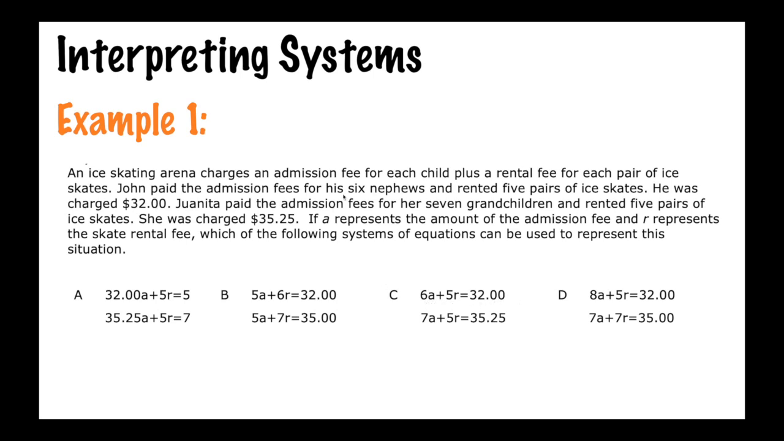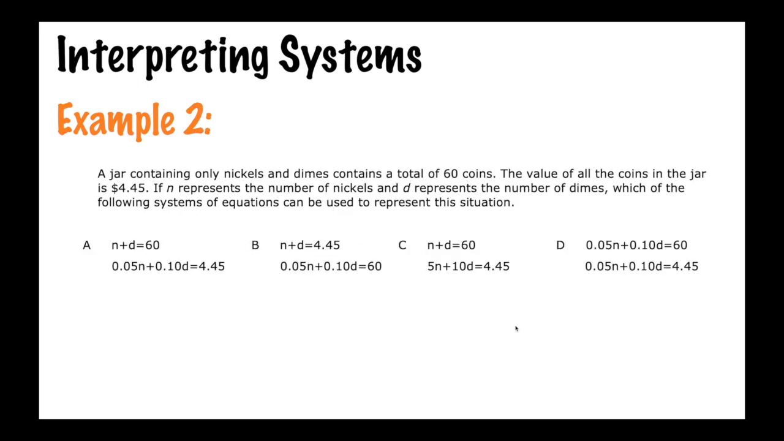And then our second person paid admission price for 7 people and rented 5 pairs of ice skates. So the 7 has to go with A, the 5 has to go with R, and then the total price there was $35.25. So here C will be the correct answer. It's not asking us to solve this system. If we were going to solve it, we would probably multiply the top equation or the bottom equation by -1 and solve from there. So take a minute to read through example 2.